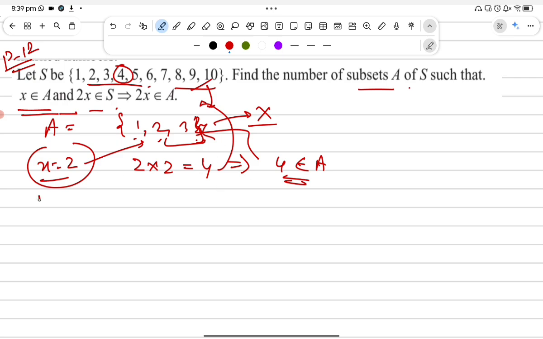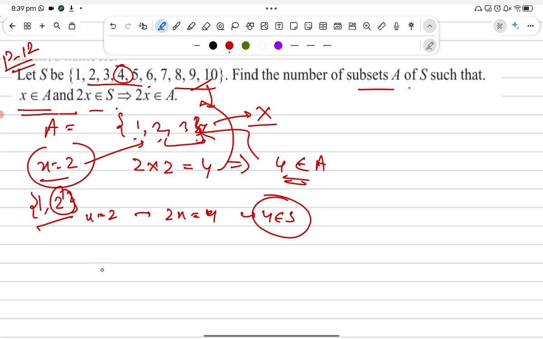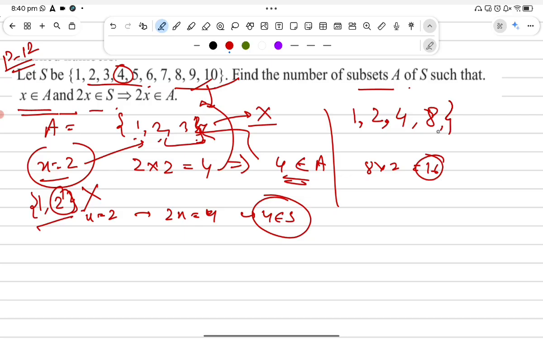So you cannot choose 1, 2. Why? Because for x equals 2, if you check, 2x is 4. 4 belongs to S. Now if 4 belongs to S, it should also belong to A. But it does not, so this is not a right set. So once you have chosen 1, you have no other option. You'll have to choose 2 as well. Once you have chosen 2, now you have to choose 4 as well. Once you have chosen 4, you'll have to choose 8 as well. Now do you have to choose 16 now? You'll check 8 times 2 is 16. Does 16 belong to S? No, it does not, so you don't need to. This is a valid subset A for this problem I'm talking about.